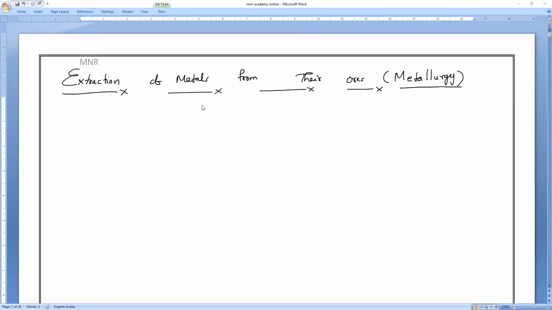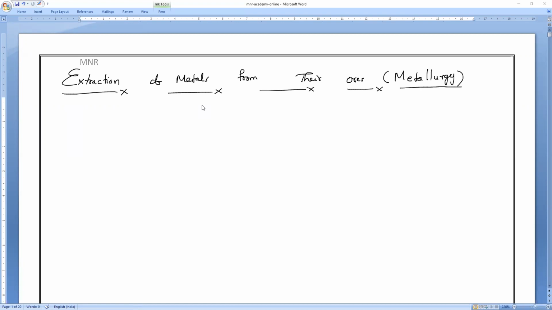So in the last class we studied what minerals are and what ores are. And I hope I have given you the tabular column related to important ores of various metals. Around 9 metals I have given in the tabular column. What is their ore, what is the name of the compound, and what is the formula? Is it correct, all of you?